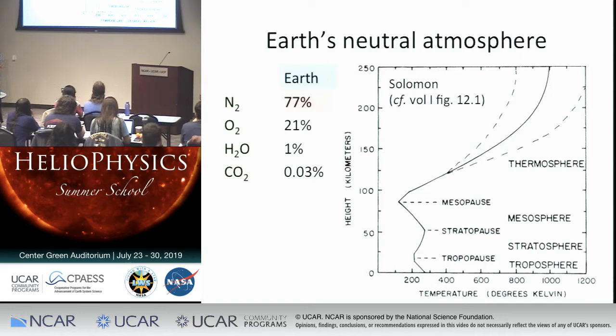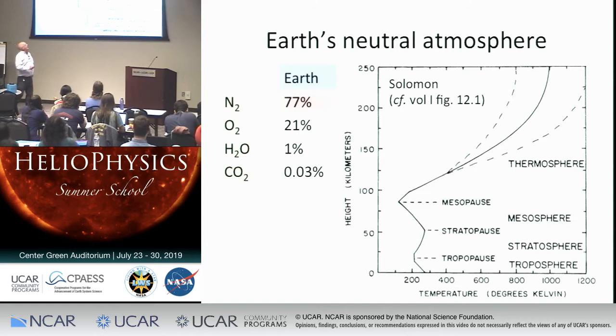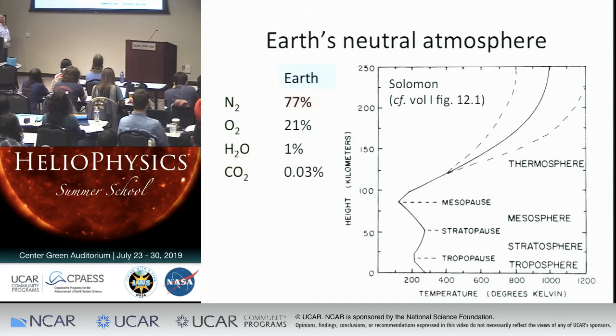So this is just the Earth, and we basically have an atmosphere that is typically divided into four layers: the troposphere where we live, the stratosphere, mesosphere, and thermosphere. What distinguishes these really is the fact that in the troposphere, the temperature falls off with height.